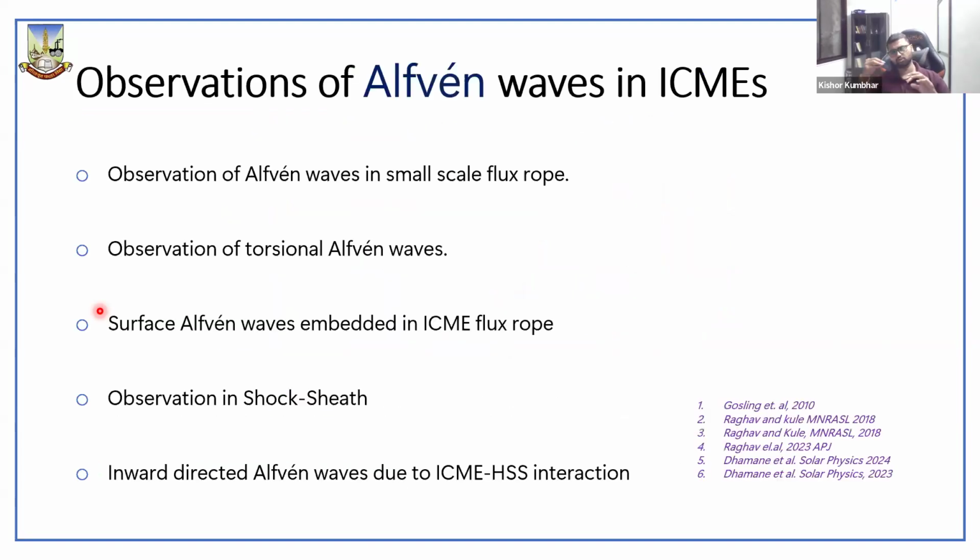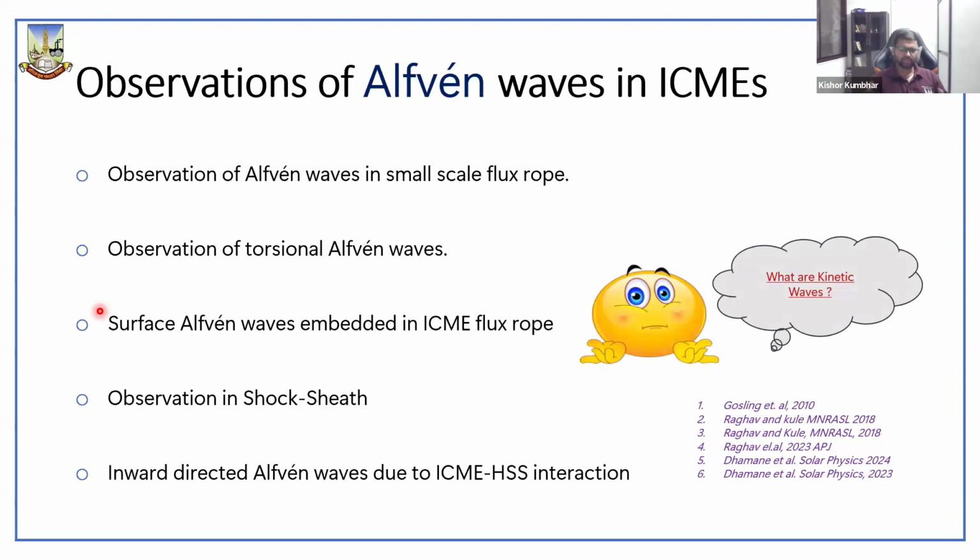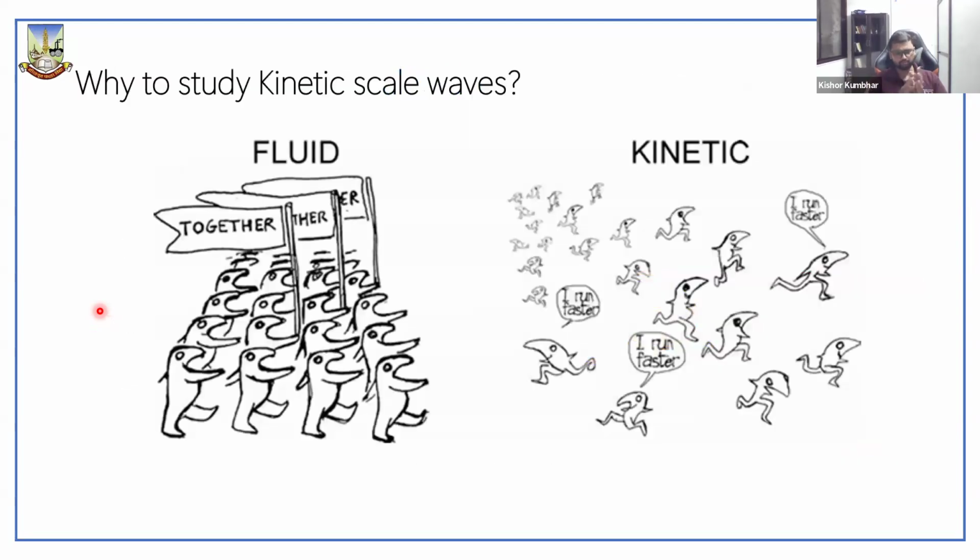In the sense, they have been recently observed in small-scale flux ropes, and recently by our group, we have made observations in the shock sheath region, or even within the ICME-HCS interaction region. Types of the Alfvén wave, that is the torsional Alfvén wave and the surface Alfvén waves, have been identified in the ICME flux rope. However, these waves are kind of MHD modes. There is another branch of waves which is called the kinetic waves, which have not been that explored in the context of ICMEs. So one question arises: what are exactly these kinetic waves, and why should we even study these kinetic waves?